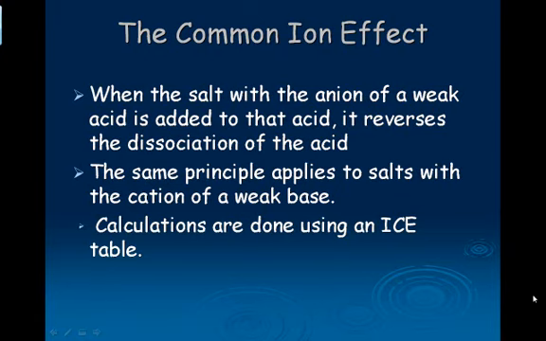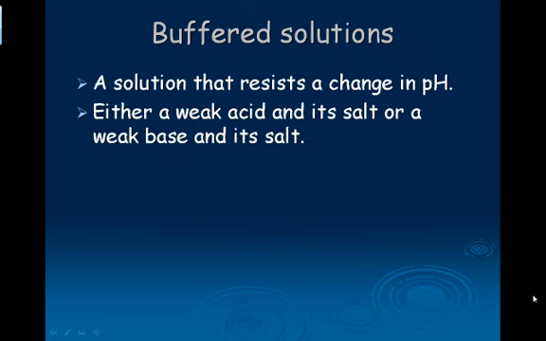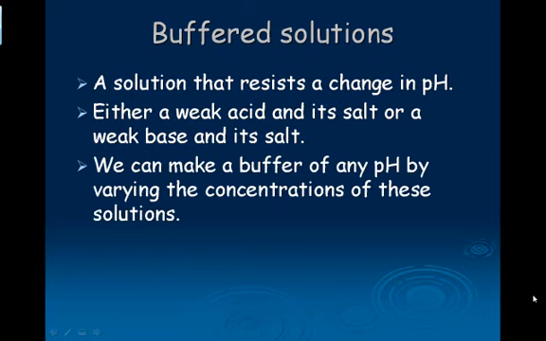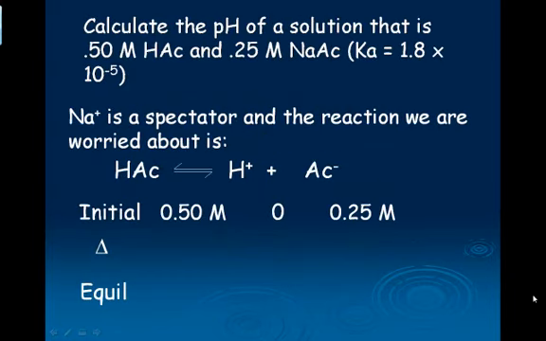Now, a real common ion effect situation is a buffered solution. A buffered solution is a solution that resists a change in pH. It has a weak acid and its salt, so there's your common ion effect, or it has a weak base and its salt. We can make a buffer of any pH by simply varying the concentration of the two solutions, the weak acid and the salt, or the weak base and the salt. Again, calculations with a buffer are done using an ice table, because this is an equilibrium system and this is a common ion effect.